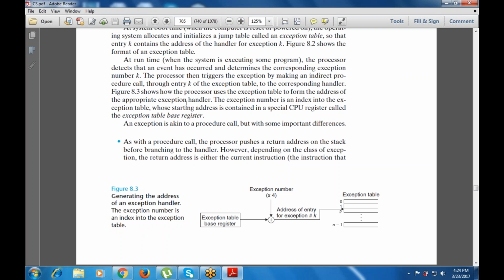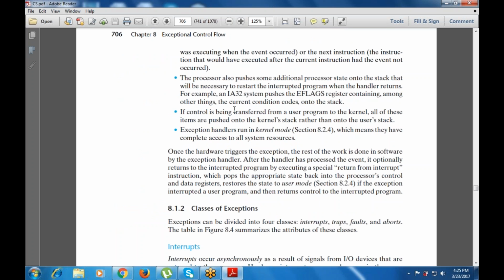The exception number is also indexed to the exception table, where the base register starting address is contained in a CPU register known as the exception table base register. Whenever the processor pushes a return address to the stack before branching to the handler, that depends on the class of the exception. The return address is either the current instruction or the next instruction that will be executed after the current instruction.